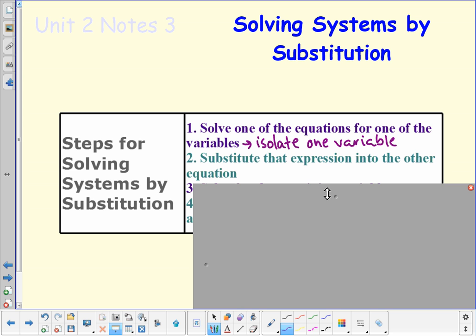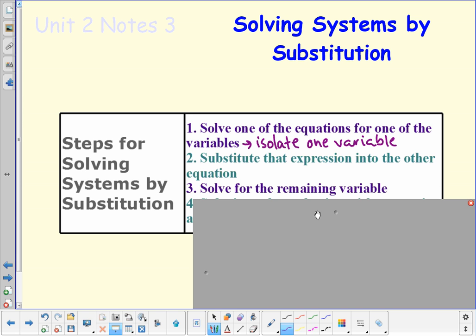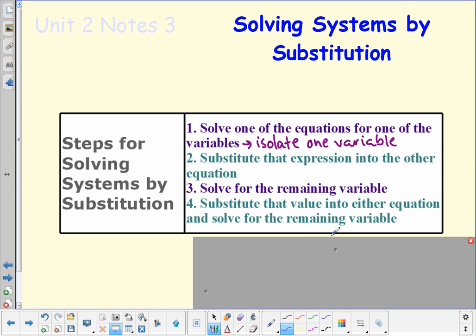Then the next step is we're going to take the expression that's equal to that variable and substitute it into the other equation. So that's where that second equation will come into play. When we do that, we're left with one equation with one variable. That's how we're getting rid of that second equation and second variable, because we know we can't solve two at the same time. So then we'll have one variable left that we'll have to solve for. And once we solve for that variable, substitute it back in and get the other one, just like we did in elimination. Okay, so it probably sounds a little bit tricky, but we're going to do lots of examples together.